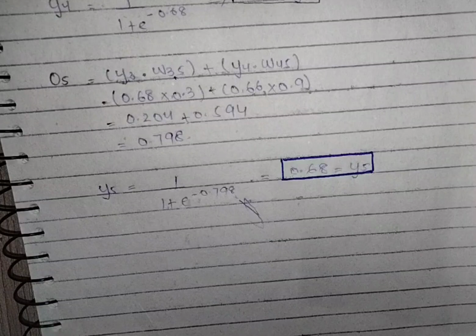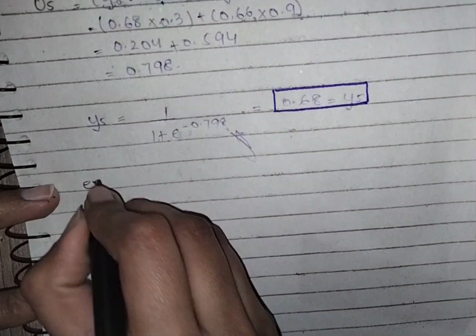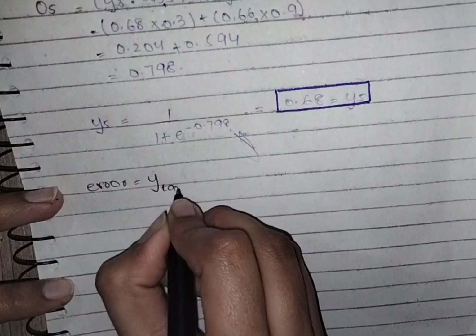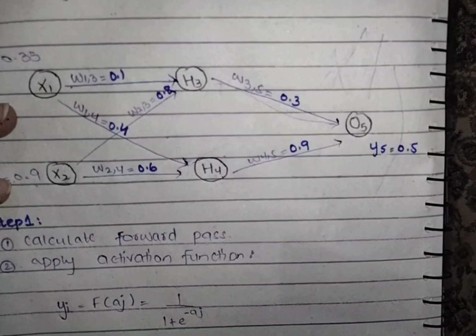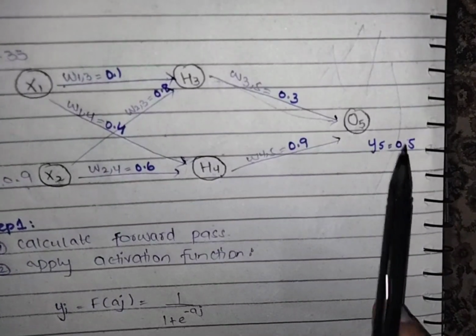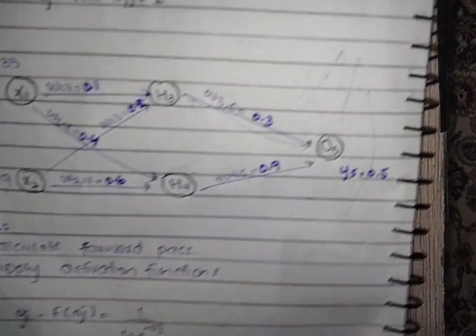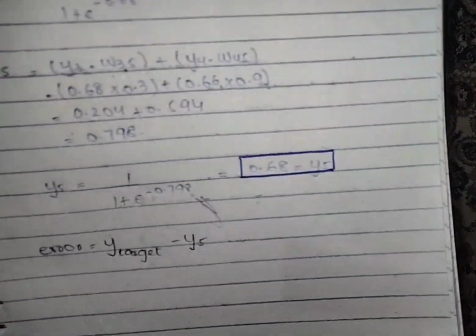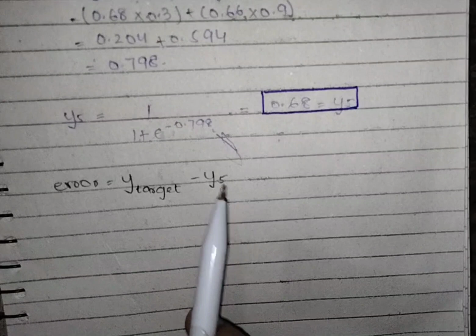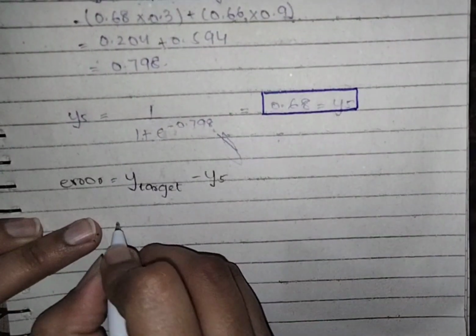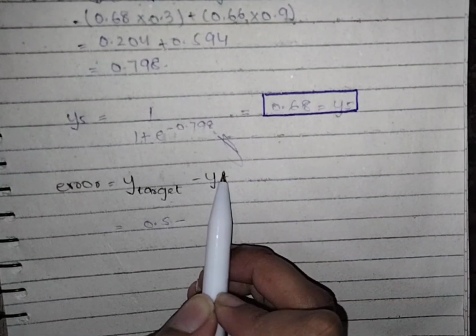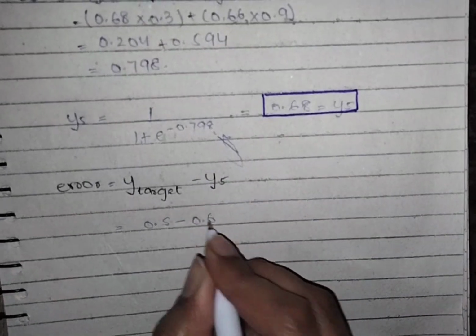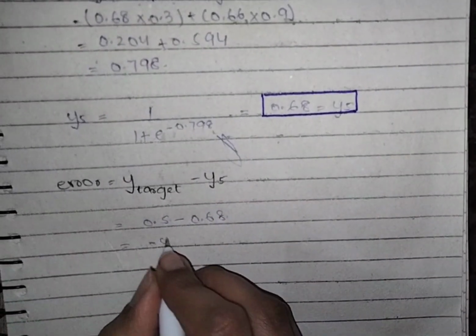Okay, now we have to calculate the error. How do we calculate the error? There is a simple formula for finding the error. Error is equal to y target minus y5, because y5 is the output layer, and we have to calculate the error for it. The y target for this equation will be 0.5, because it was given in the question. So 0.5 minus y5, which is 0.68, and the answer will be minus 0.18.